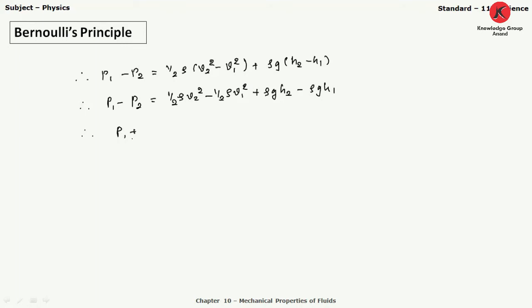If we take the terms with subscript 1 to the left-hand side, the equation will be P1 plus half rho V1 square plus rho g h1 equal to P2 plus half rho V2 square plus rho g h2. So this equation is called Bernoulli's equation.